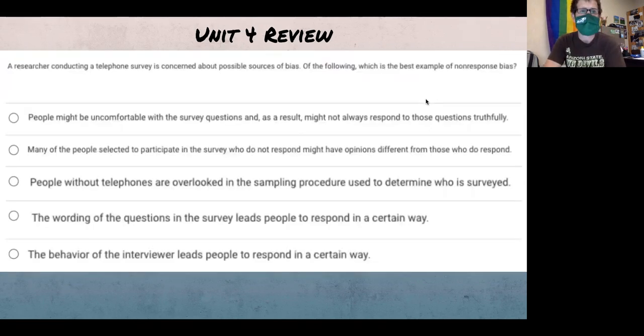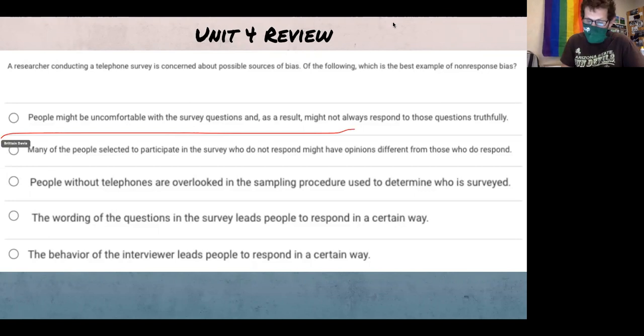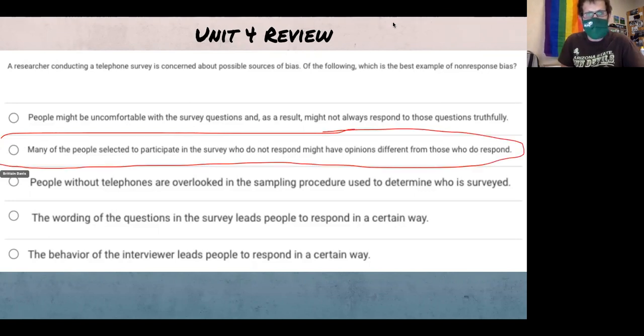Good question. We're asked to find an example of non-response bias, and the answer is B, because these are people selected to participate and they don't participate. That is the very definition of non-response. The first one, this one, and this one, those three are response bias because they did respond, but not in the most accurate way. And this is an example of undercoverage, so they were not even included in the sampling process at all.